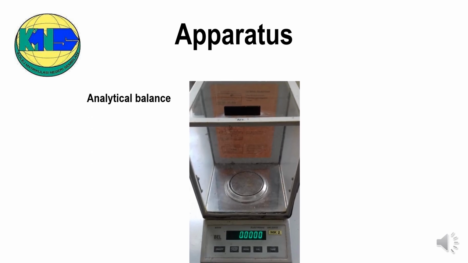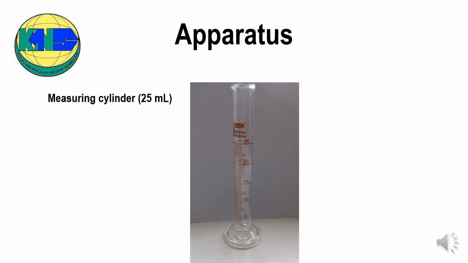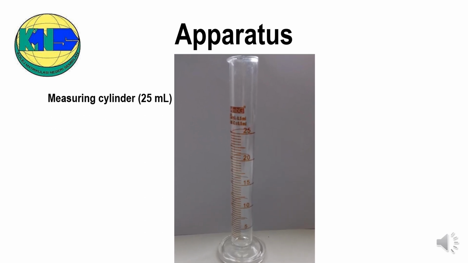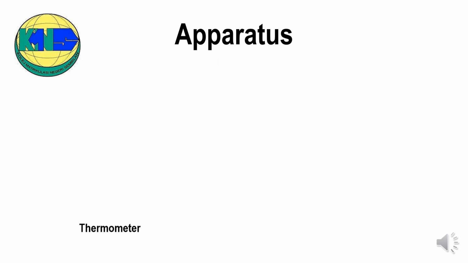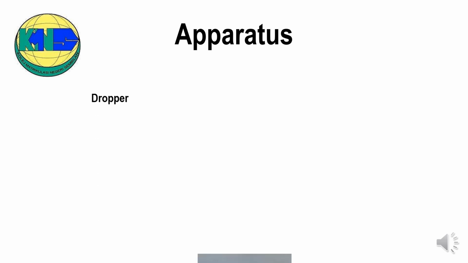This is an analytical balance. This is a 25 milliliter measuring cylinder. This is a thermometer. And this is a dropper.